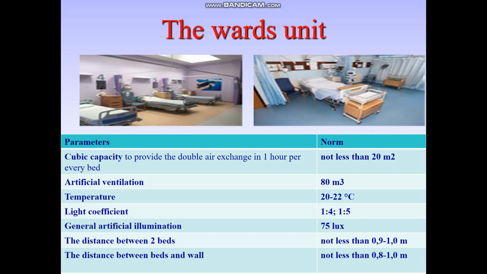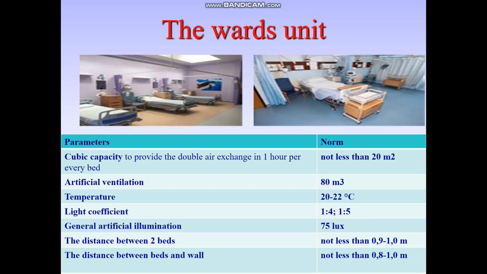Floor-to-ceiling height of a ward and operating room should be not less than 3 and 3.5 meters accordingly. The cabin capacity to provide the double air exchange in 1 hour per every bed should be not less than 20 square meters. Artificial ventilation should provide 80 cubic meters of air supply and derivation per hour.